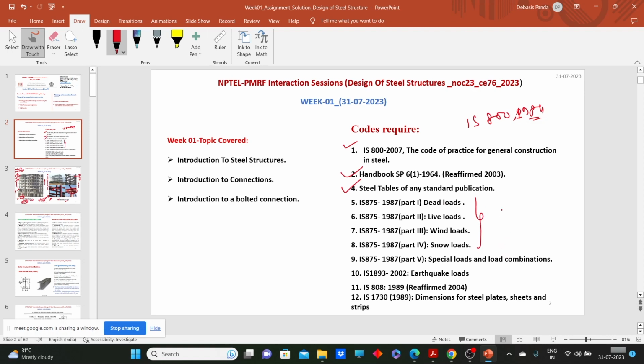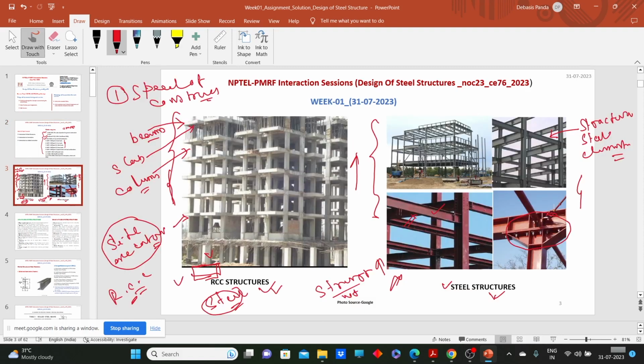So I will do one thing. I will upload all these codes in the Google Drive folder so that you can download them, and if you want you can print them, right? Okay. So till now we have the essence of what we are going to do in design of steel structure.